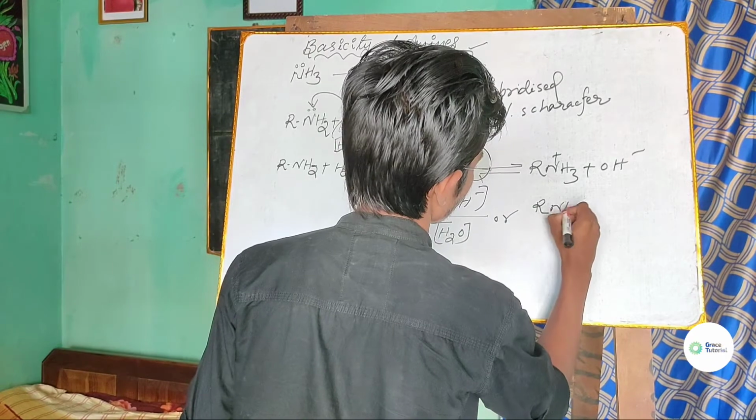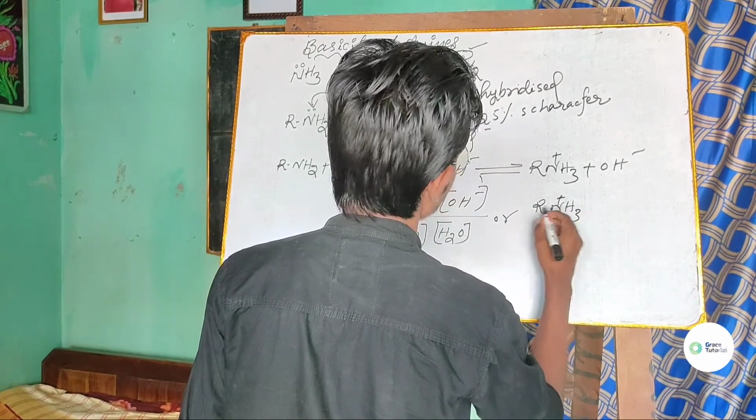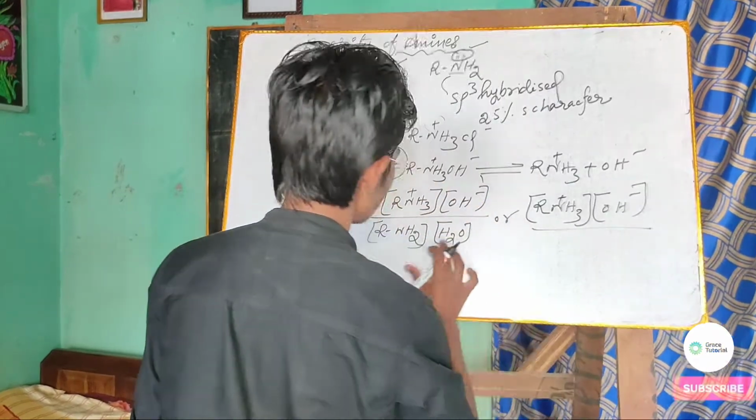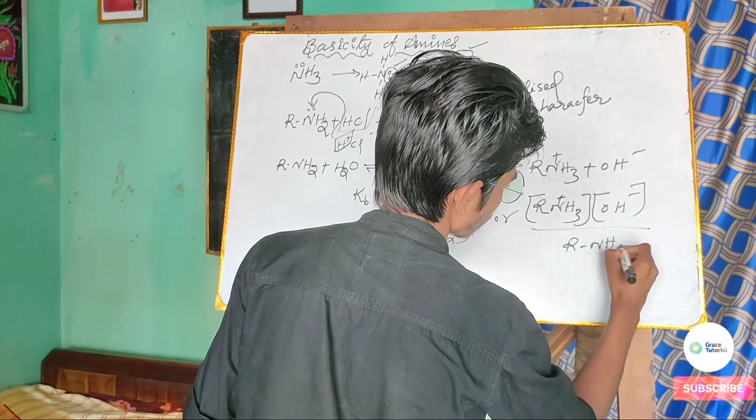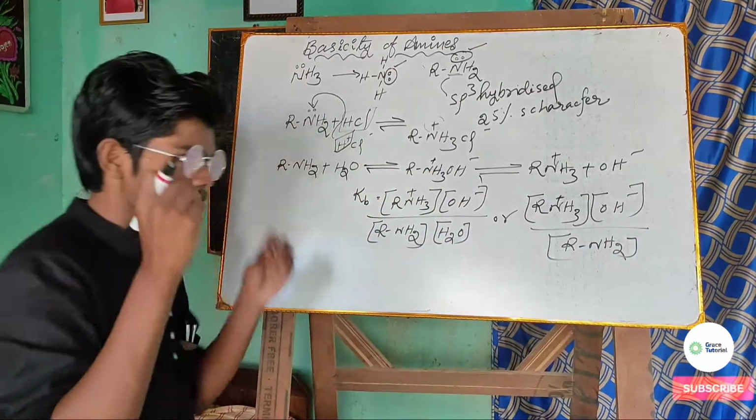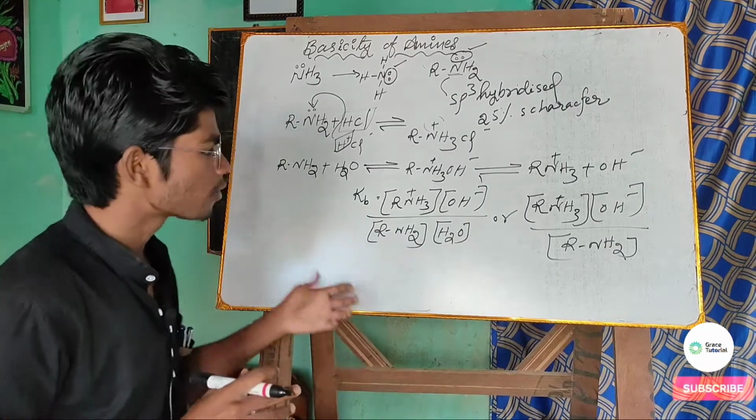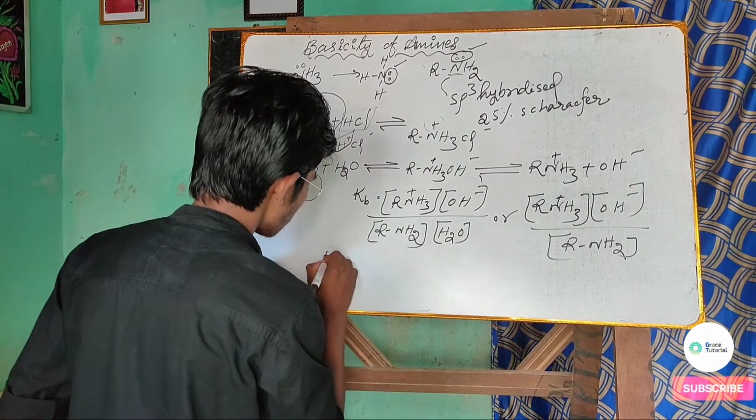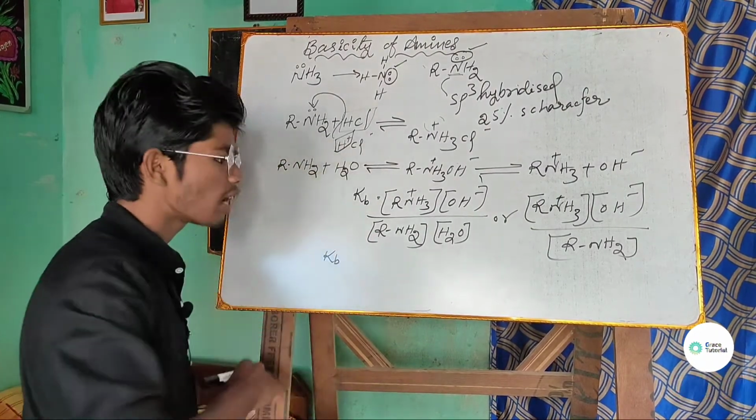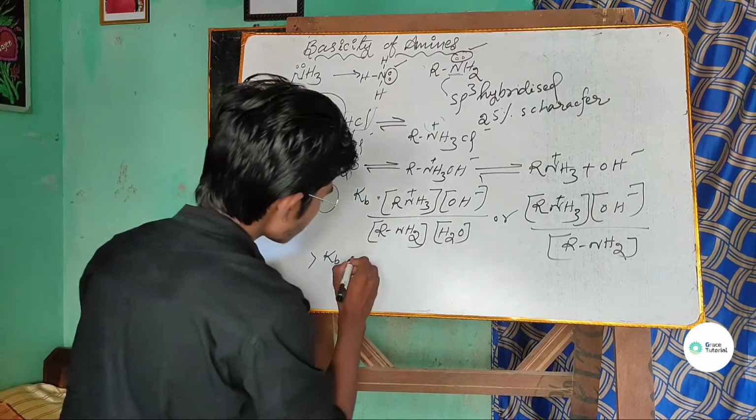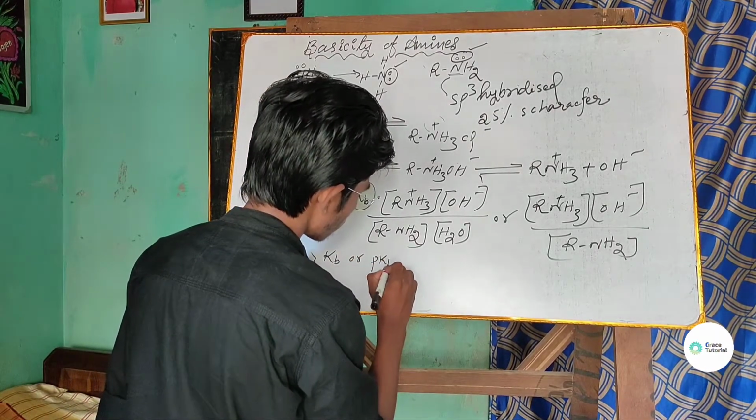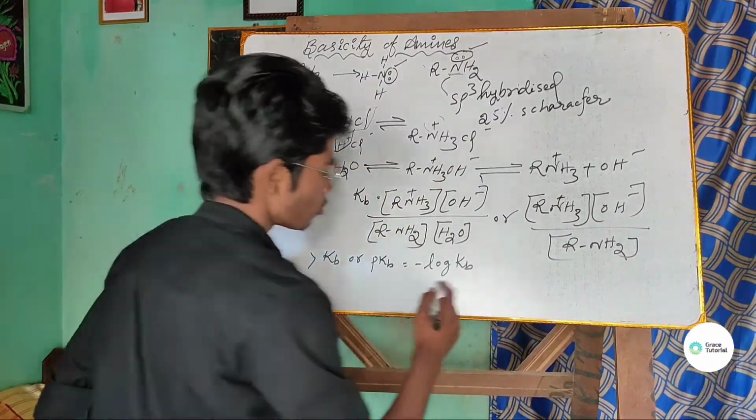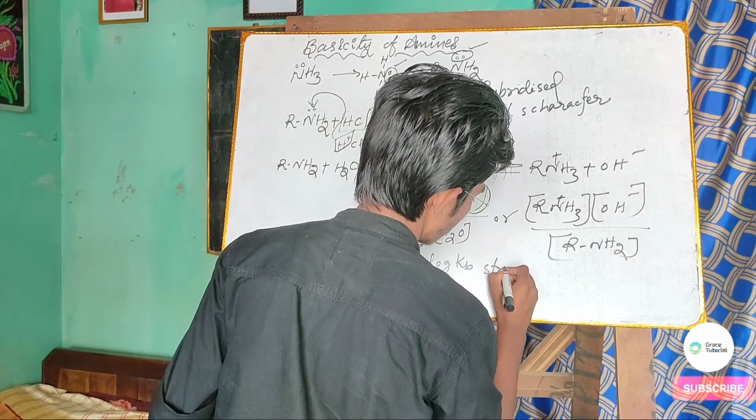It can also be written as the molar concentration of RNH3+ and the molar concentration of OH minus divided by RNH2. So what we need to understand here is, the higher the value of the equilibrium constant Kb, or the lower the value of pKb, where pKb means minus log Kb, the stronger is the amine.